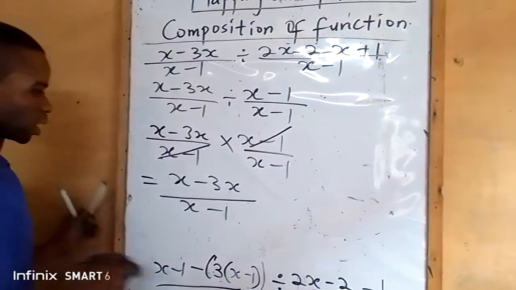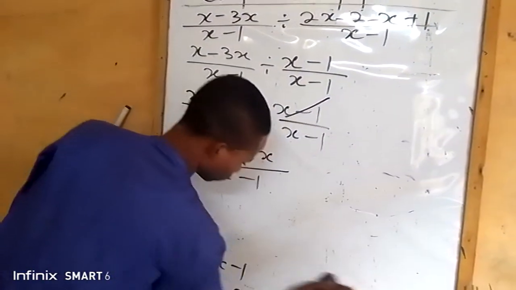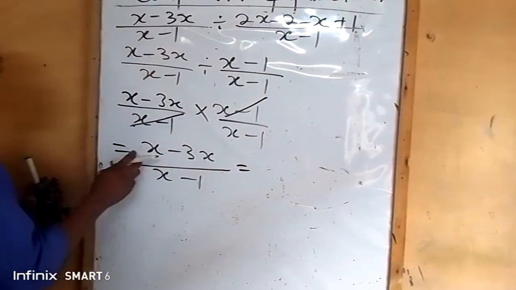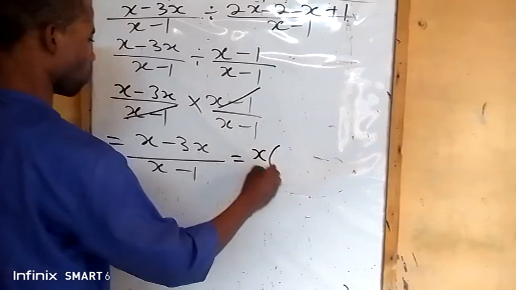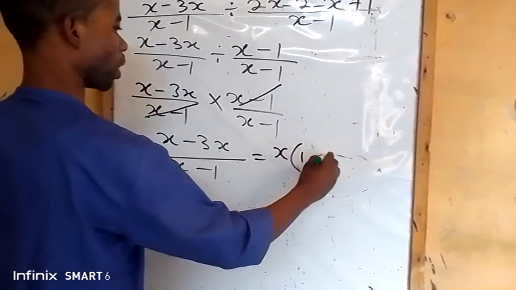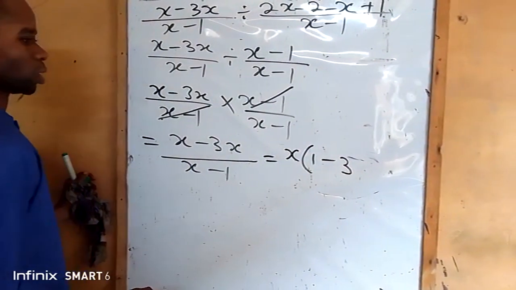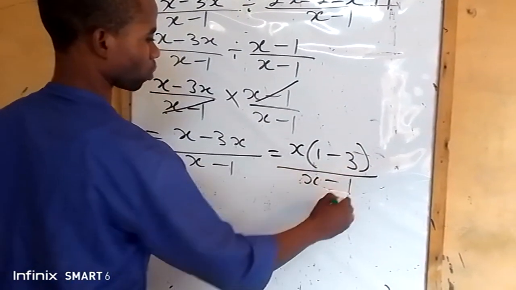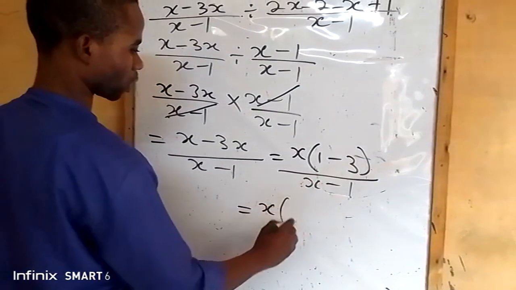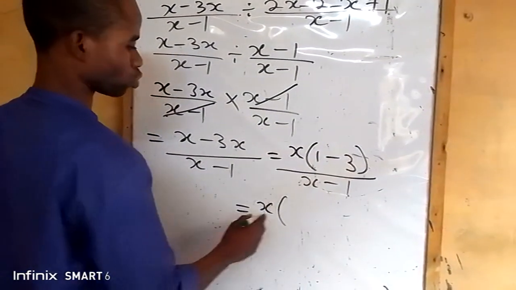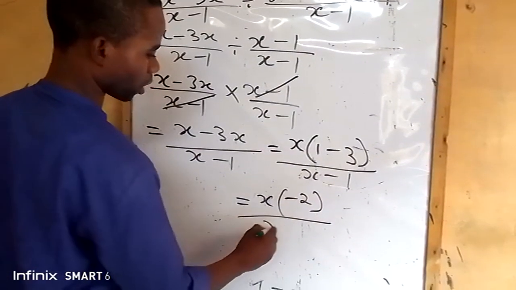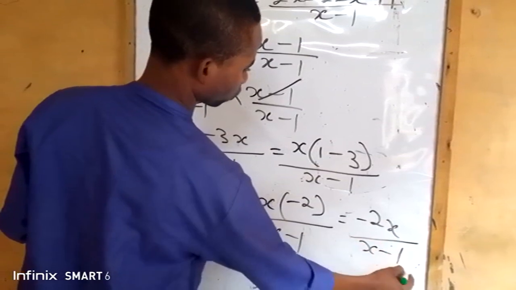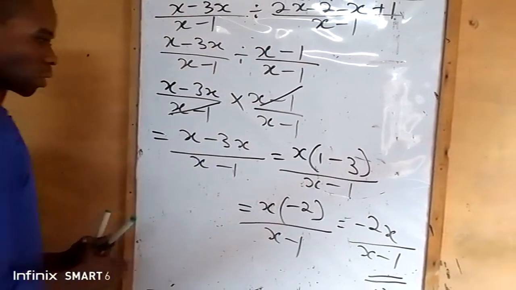In fact, I can move further by saying that x is common. I can factorize for x. x open bracket 1 minus 3, yes, 1 minus 3 because x is common, all over x minus 1. Which I'm going to say x bracket 1 minus 3, that is minus 2. Minus 2 all over x minus 1. That is minus 2x all over x minus 1. So that's our final answer.